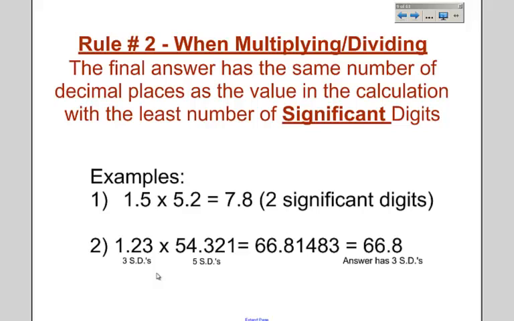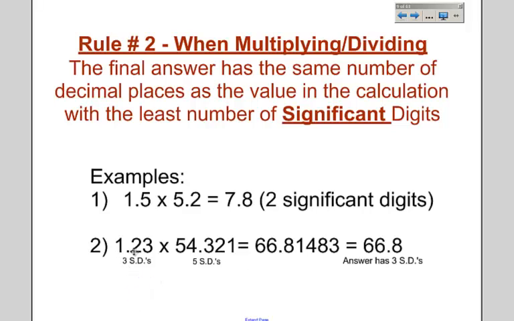Now, in Science 10, you're going to see more questions that look like number 2. Okay, so you're going to have to figure out first how many significant digits you have in both of the numbers that you're given, and then do the math, and then at the end, you change it. So 1.23 has 3 significant digits, 3 numbers that are significant. 54.321 has 5 significant digits. Okay, so if we look at these two, the one that has the least amount would be our first number here. So our final answer will only have 3 numbers in it.